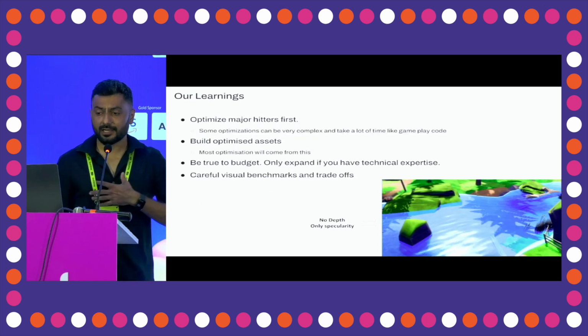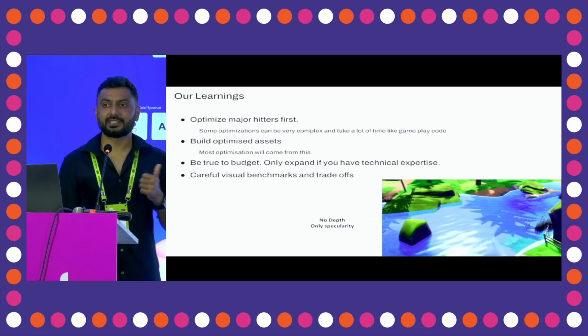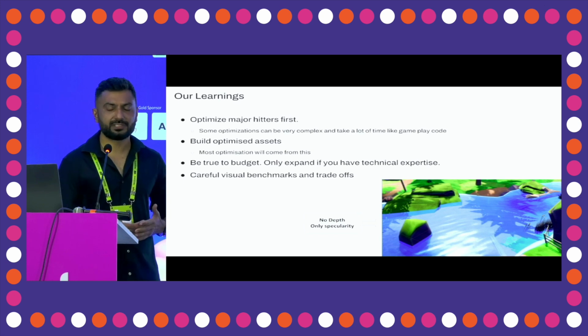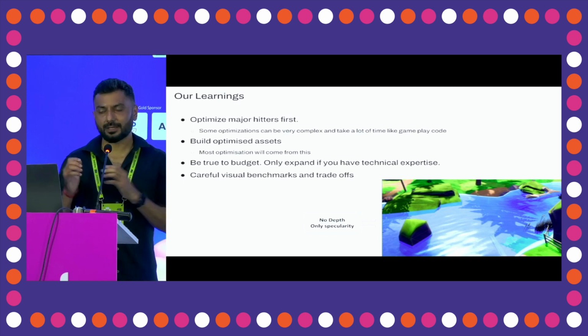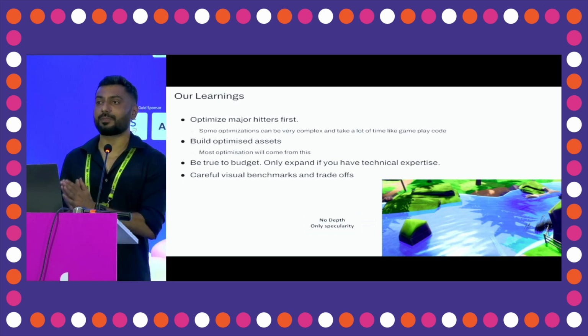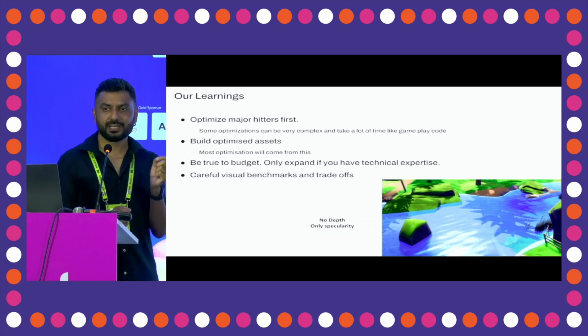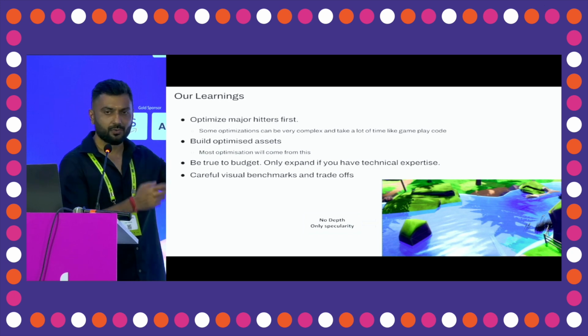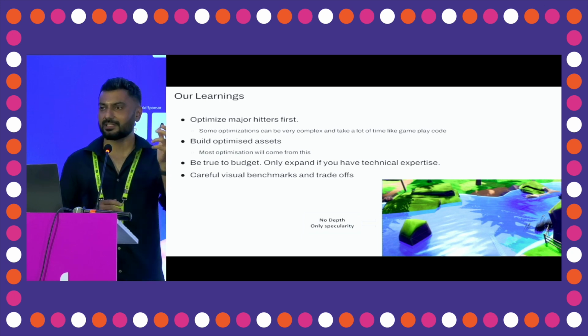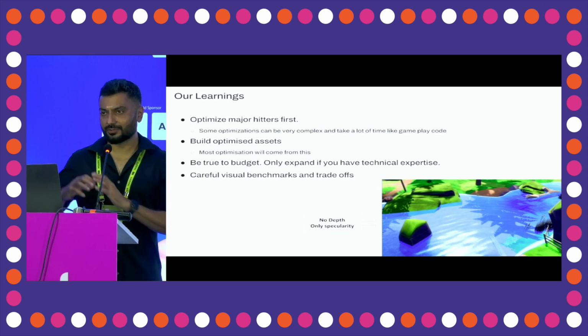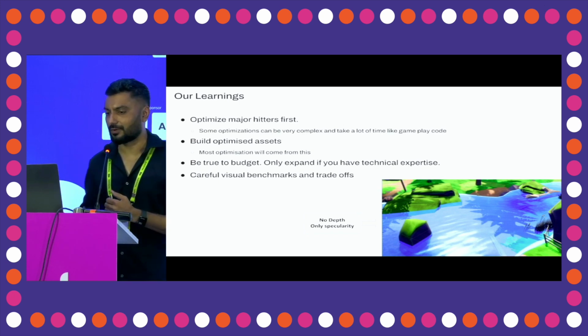All right, our learnings: optimize major hitters first. When you start profiling your game, you will see a lot of areas, and some might be very, very complex to optimize. For example, optimizing your gameplay code just to get 1 millisecond, or even less than 1 millisecond, might need a lot of refactoring and code changes. So prioritize the major hitters and optimize those first, and deprioritize things which might be very complex.